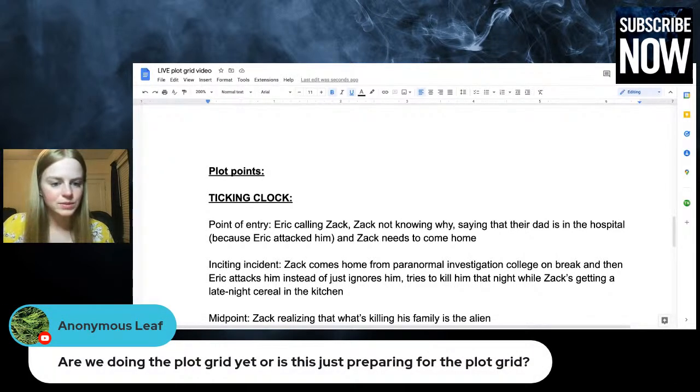Anonymous Leaf said, are we doing the plot grid yet, or is this just preparing for the plot grid? This is still preparing for the plot grid. I promise we're going to get there really soon. I think we just need to figure out what the resolution and the climax are going to be, and then we're going to jump into plot grids, and I'm going to show you how to set everything up. But you have to have an understanding of what you want to put into the plot grid before we set it up.